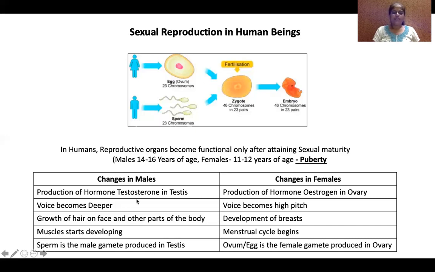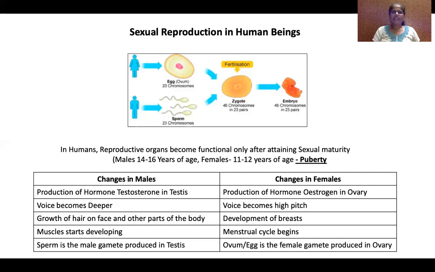After that, due to production of testosterone, the sperm, that is the male gamete, starts producing in the testes. Whereas in females, the egg or ovum, that is the female gamete, gets produced in the ovary. These are the major changes in both males and females at puberty.